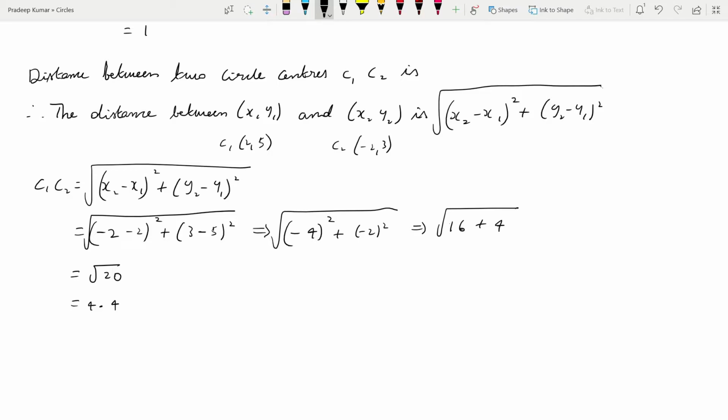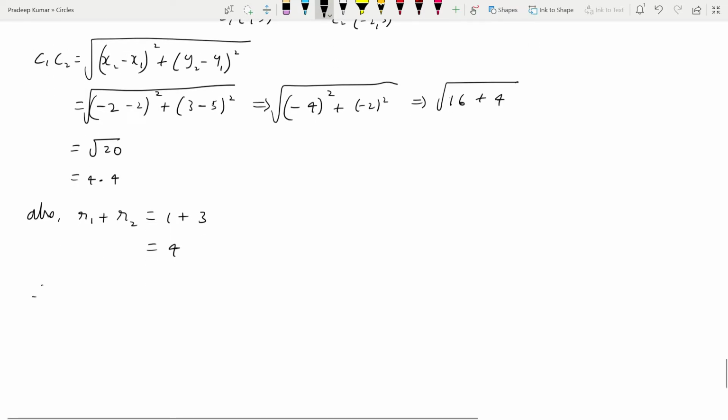Okay, so we got the distance between center 1 and center 2 of both of the circles. Now we'll add both of the radii, radius 1 plus radius 2. Radius 1 we got as 1, whereas radius 2 we got as 3. So 1 plus 3 is 4. When we add both radii we get only 4, but the distance between the center of the first circle and the center of the second circle is 4.4. Which means both of these circles are not meeting at all. So I can write here, therefore C1C2 is greater than R1 plus R2.